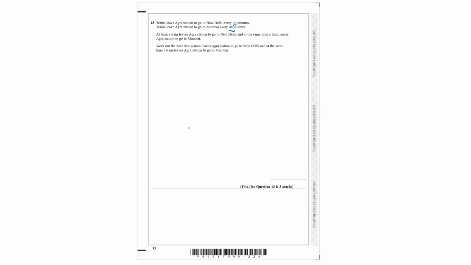So every single time a train leaves Agra station to go to New Delhi, it is 8 minutes earlier than the train that goes to Mumbai. So eventually, there will be a time when both trains arrive and leave at the station together. First off, we can find the multiples of 40. So we have 40, 80, 120, 160, 200, and 240. Then we can find the multiples of 48. So we have 48, 96, 144, 192, and 240.